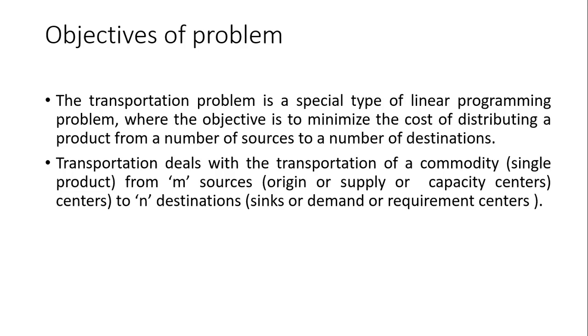And the transportation problem deals with moving a commodity, which can be a single product, from the origin point, that is the source, which we can call the supply or capacity center, meaning how much material you are going to supply. That is the starting point, the source, and n number of destinations, the final ending nodes, which we call a sink or a demand center, a collection point. These are the two main things to be considered in this transportation network in operations research.